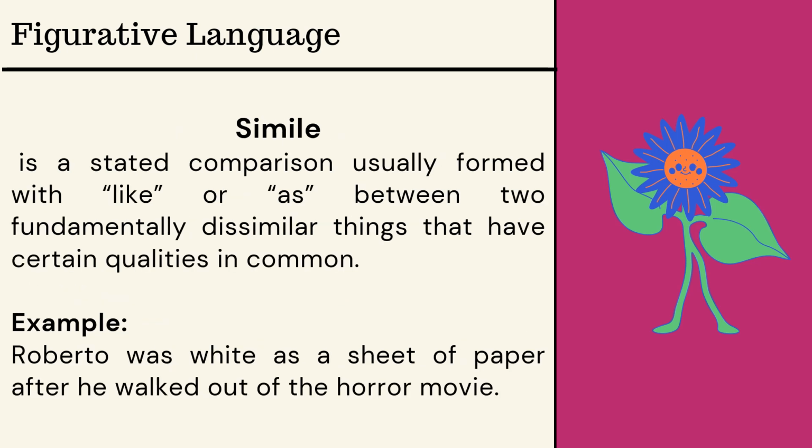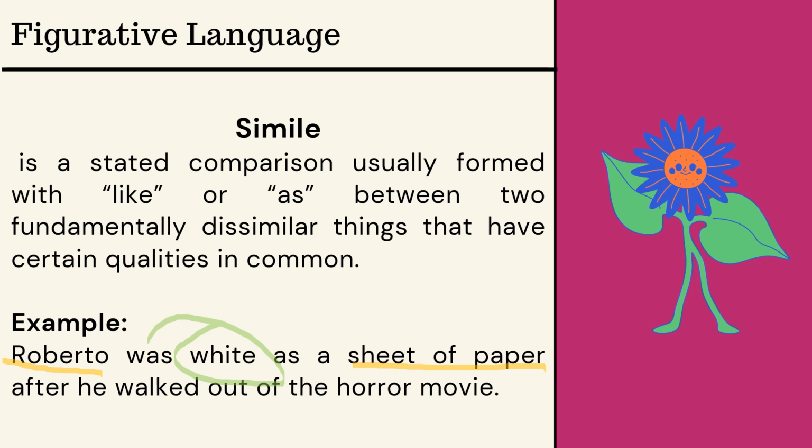And second to the last, we have simile. Well, it's a stated comparison. Like metaphor, it is a comparison of two things, but here it's a comparison using like or as. So as long as you see the words as and like, that's already a simile. For example, Roberto was white as a sheet of paper. So Roberto is compared to a sheet of paper when it comes to his color, meaning the skin of Roberto after he walked out of the horror movie is as white as a sheet of paper.